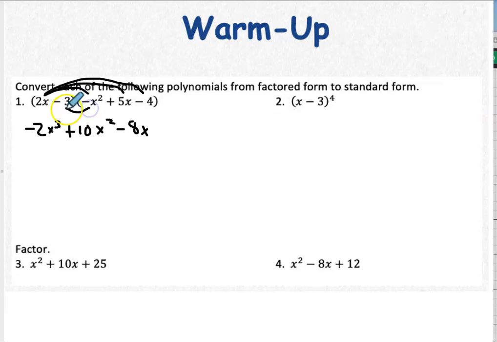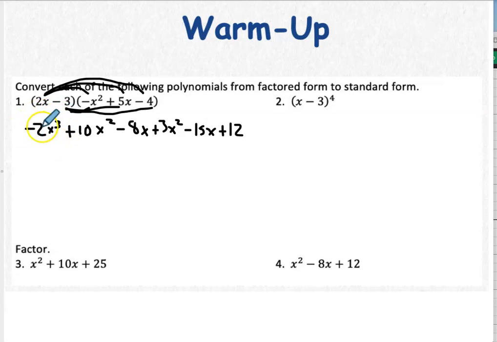All right, next we'll move on to the negative 3 that has to be multiplied by all three. So negative 3 times negative x squared. Negative times the negative is positive, so positive 3x squared. Negative 3 times 5x would be negative 15x. And negative 3 times negative 4 would be positive 12. Okay, so last step is to combine like terms.